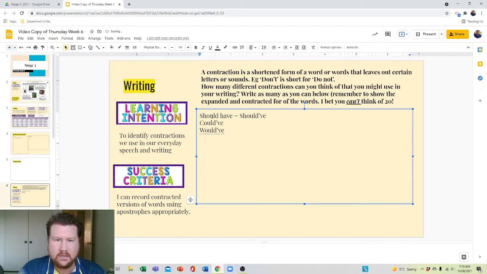So should have, would have, could have, may have. That's not a word. But may have is may have. But those type of things. Have a think about that. Those are just three I'm going to give you. So should have. So the could have, would have, should have. There's three for you right there.